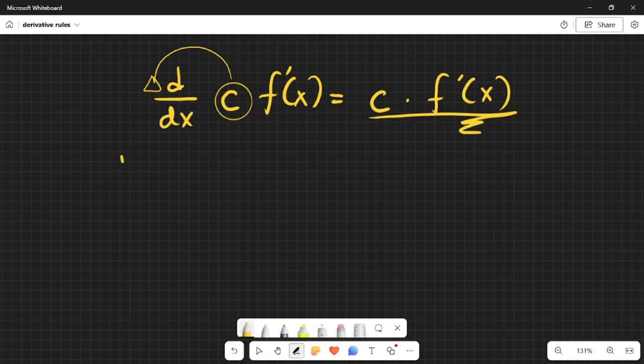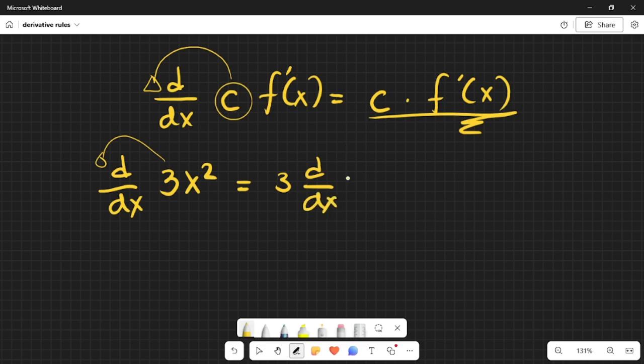So for example, d of dx of 3x squared, all you have to do is put 3 outside, and then take the derivative of x squared. Using the power rule, the derivative of x squared is 2x. And then you're going to copy the constant, and multiply it by the derivative. And the answer is 6x.